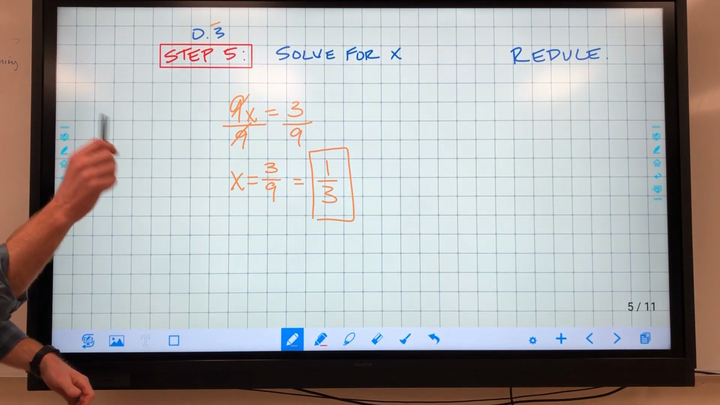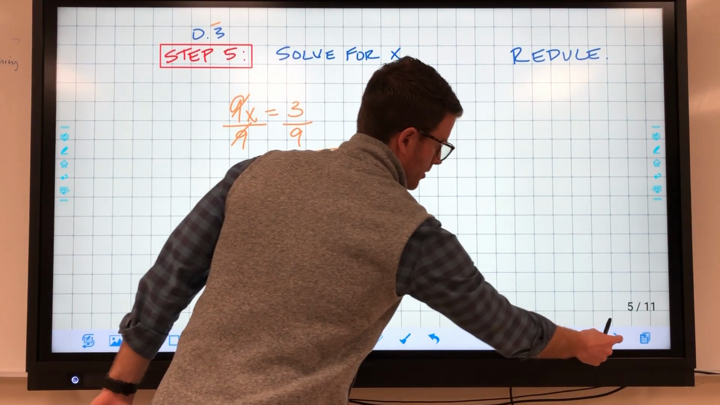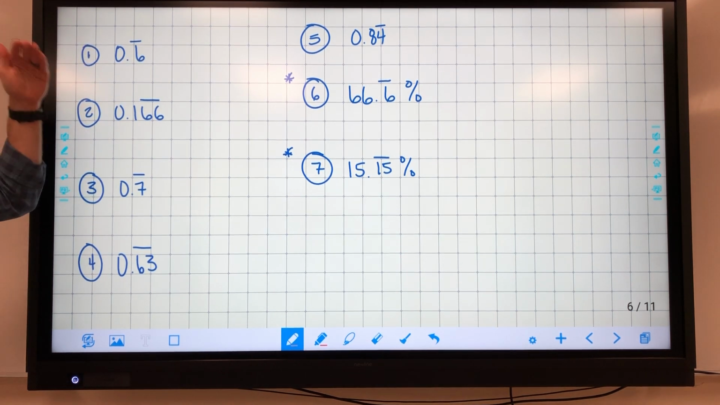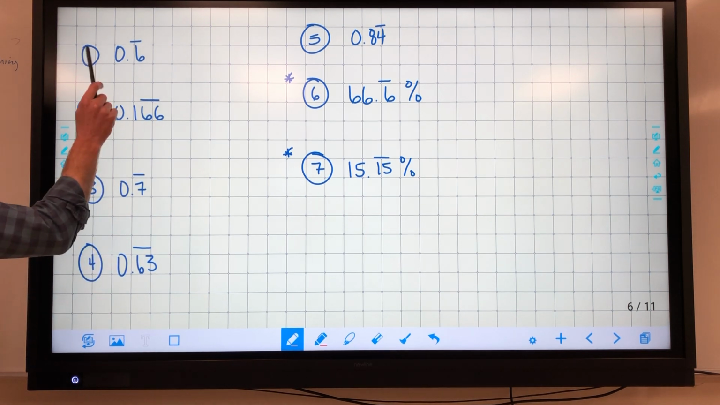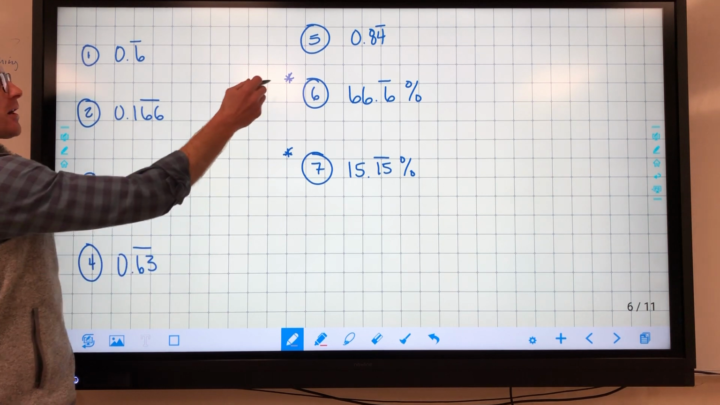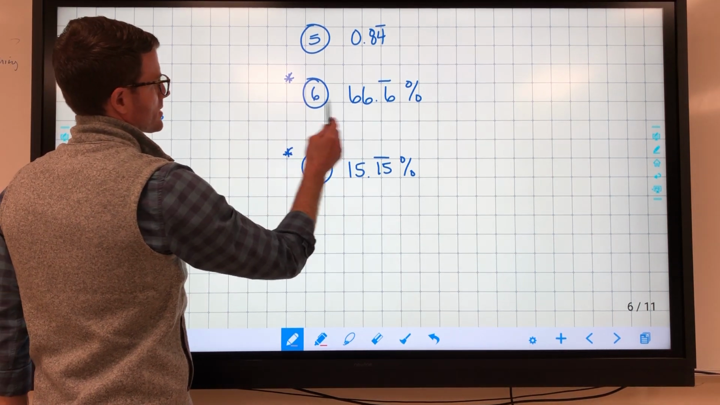Okay? So, here's what I'm going to have you do. Here are 7 problems. Pause the video, do these, work through them. Again, use your calculator, but it's only really going to help you check it, okay? Because there's no way to plug in 0.6 repeating into a calculator. So try these, pause the video, give it a few minutes, give these a shot. Be careful with 6 and 7. They've got a star on them.